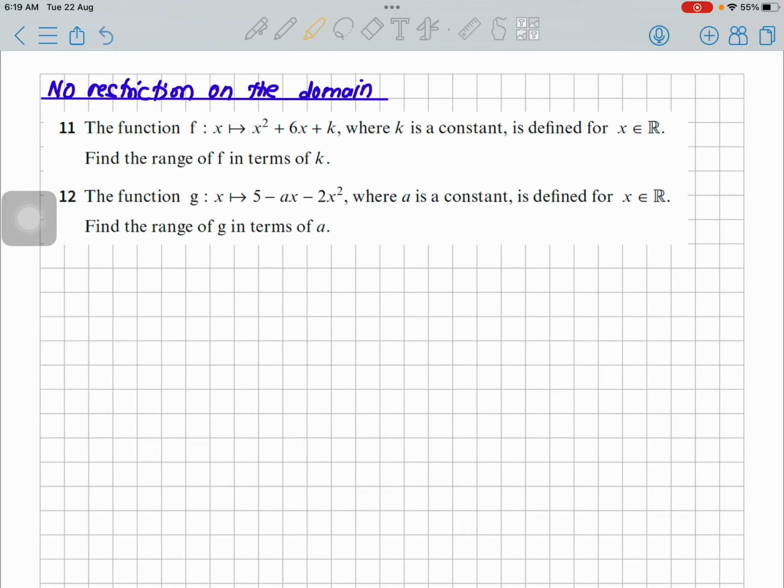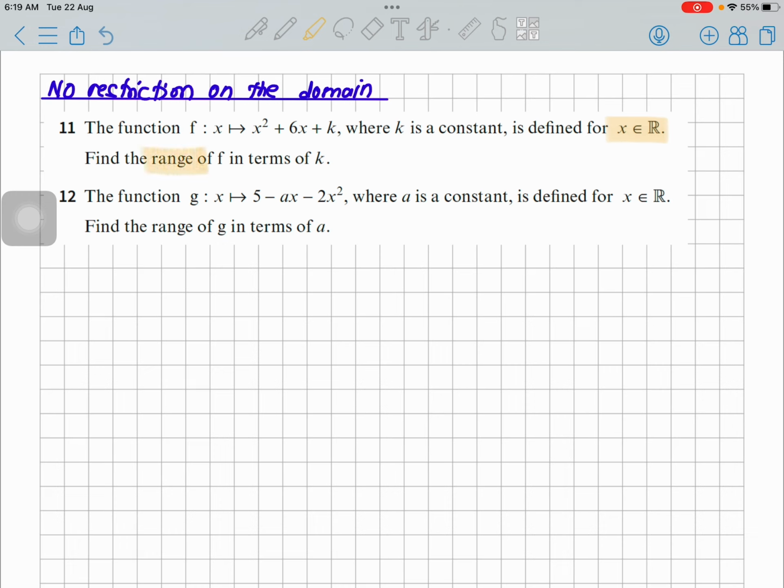The function x squared plus 6x plus k is defined for x an element of the real numbers. So the domain is not restricted, because I can take all elements of the real numbers. Now what do they want? They want me to find the range for the function in terms of k.